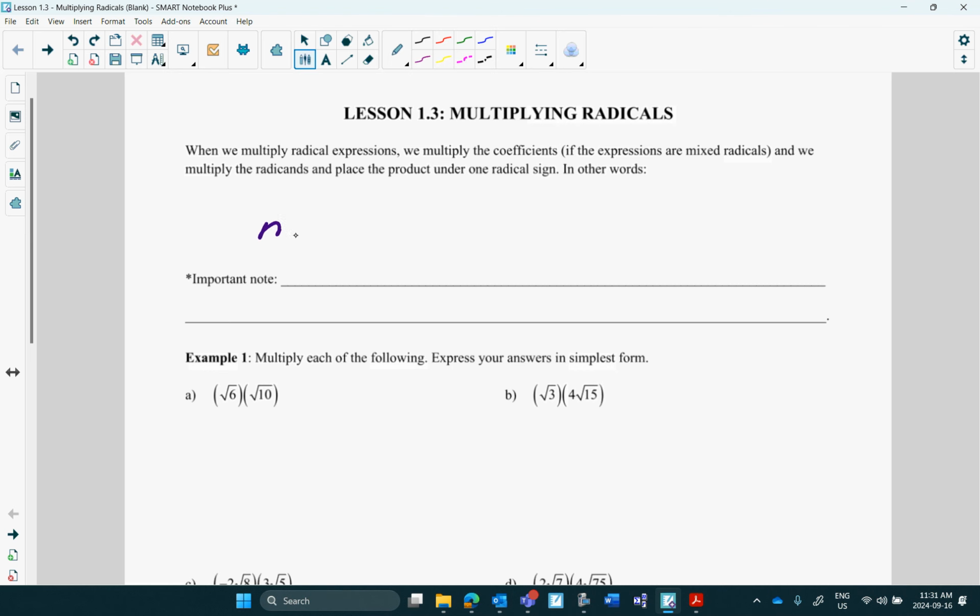So if we have some radical, and let's say that there's a number in front of it, so it's a mixed radical. And if we multiply it by another radical that has the same root or index, that's the same as multiplying the two coefficients in front, and then under a single radical, multiplying the two radicals. Okay, we've seen that.